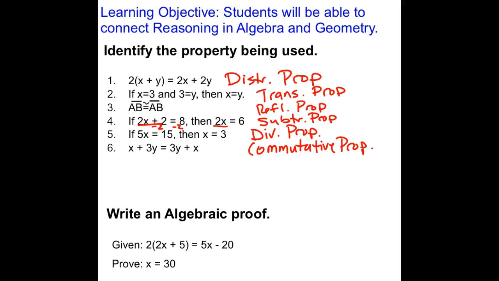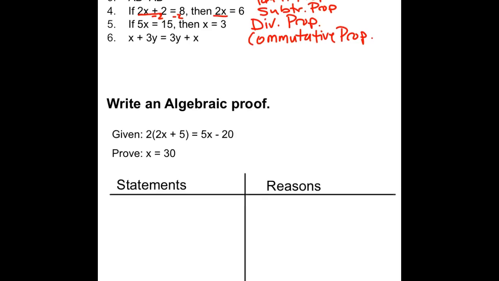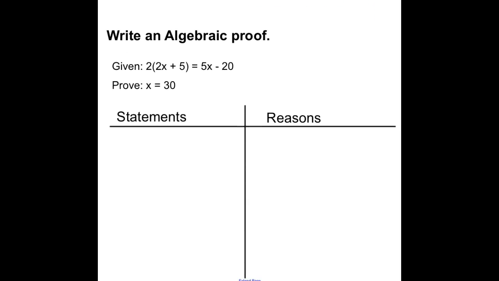All right, and so what we are going to do now is write an algebraic proof, and we're going to use some of these properties here. So it says, given that 2 times 2x plus 5 equals 5x minus 20, prove that x equals 30. So remember, to start a proof, we usually like to write our first statement as a repeat of the given. We go 2 times 2x plus 5 equals 5x minus 20. And our reason is that we were given this. And now from here, we're just going to start solving this like we would a normal equation.